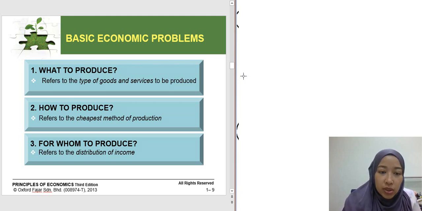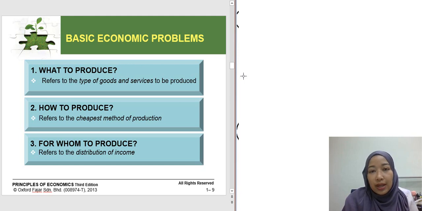How to produce? Once you already know what you want to produce, you need to know the technique of production. The main objective of you as a producer is to gain as much profit as you can. You always want to maximize your profit. You want to get the maximum profit. So you need to decide which technique of production is the cheapest. What is the cheapest technique of production?